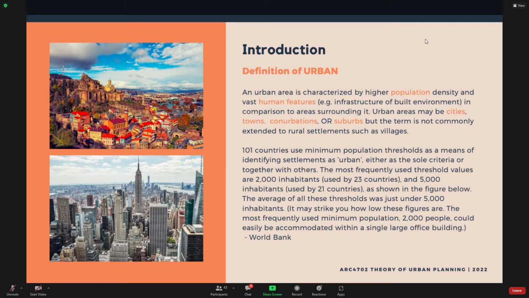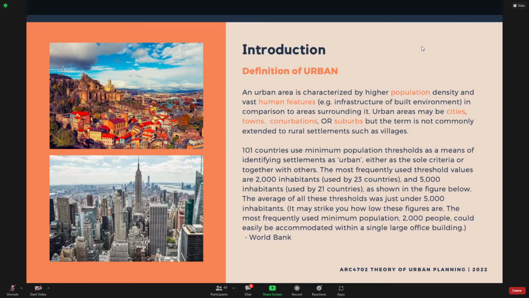When you want to compare an urban area with the other areas surrounding it, you have to compare the population density and the vast human features. If the area is urban, then the other area is not urban. Urban areas may be cities, towns, even small towns, if the population reaches a certain number. It is an urban area that we need to think about if we want to do some development on that area. We need to think about the future development of an urban area, meaning that people will migrate. That is the thing that you need to understand.